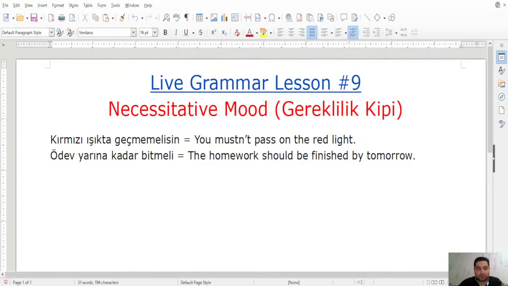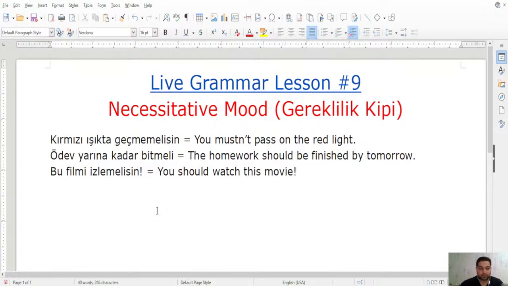The third example, let's go with the advice version of the use. Bu filmi izlemelisin, right? You must watch this movie, or you should watch this movie. Bu filmi izlemelisin. You should watch this movie. İzlemeli, and again it's the second person singular. Bu filmi izlemelisin.